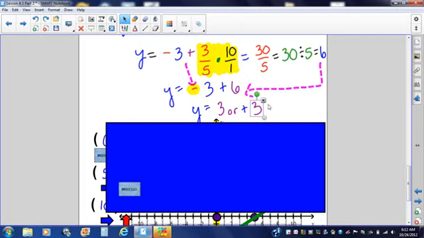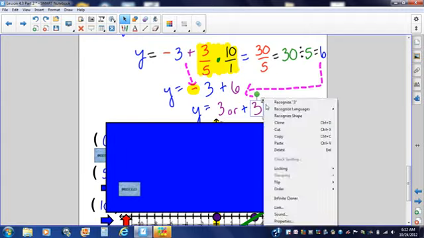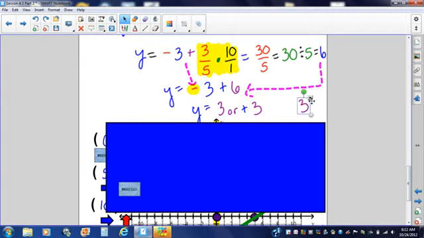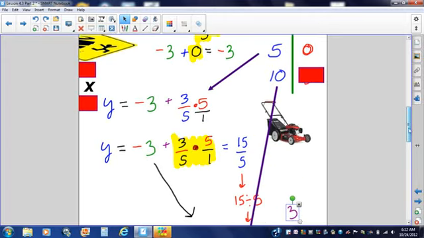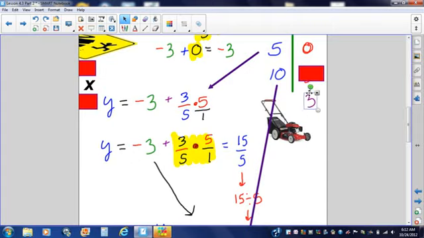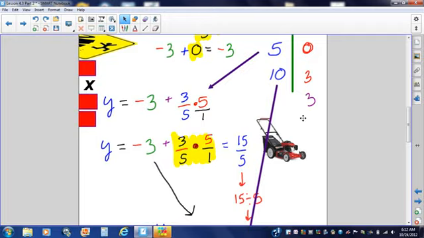I'm going to take that 3 and I'm going to put it back in my chart. Oh no, what happened to you? There we go. Take that 3, put it back in the chart. Look at that, I'm so good. I already had it there. Ta-da!